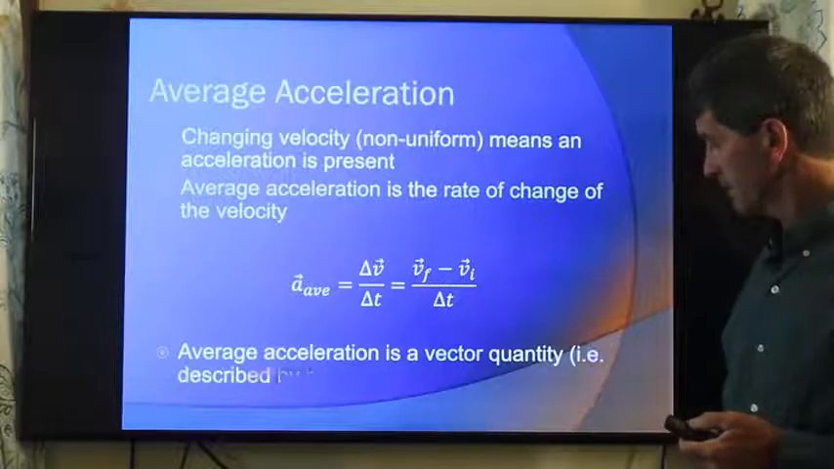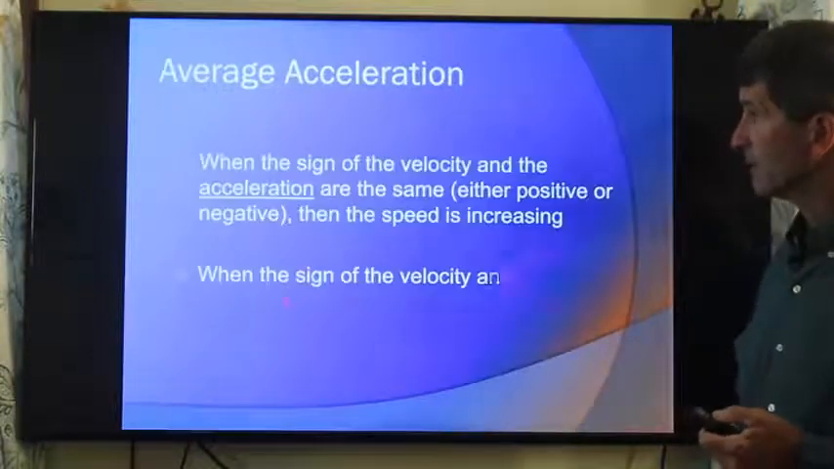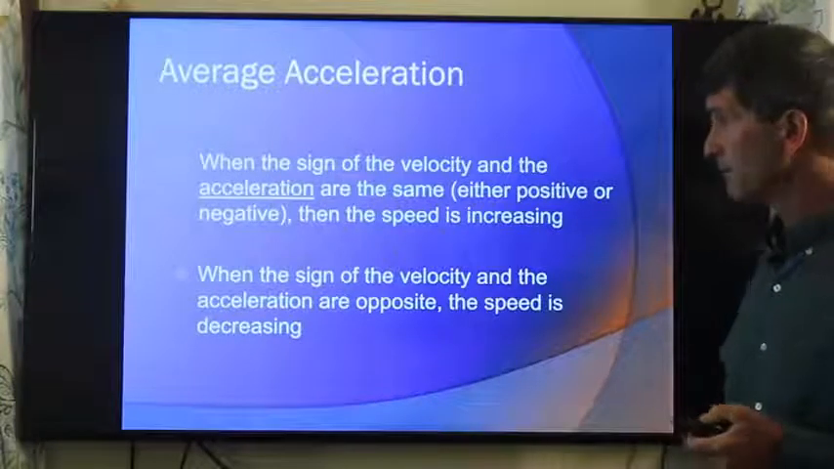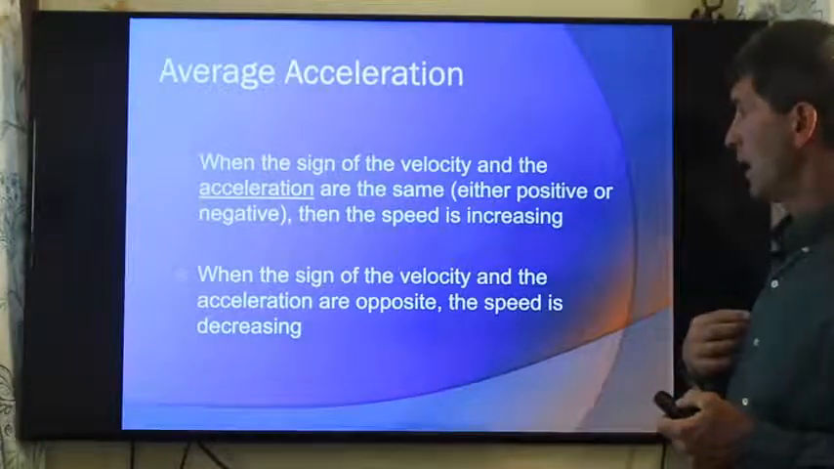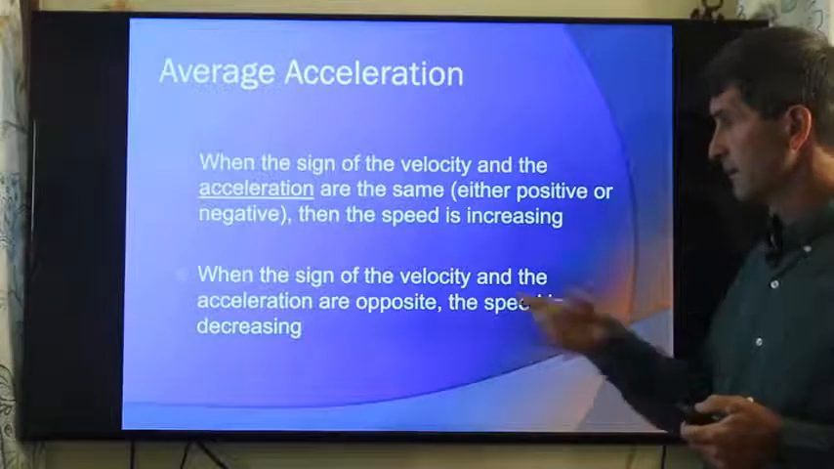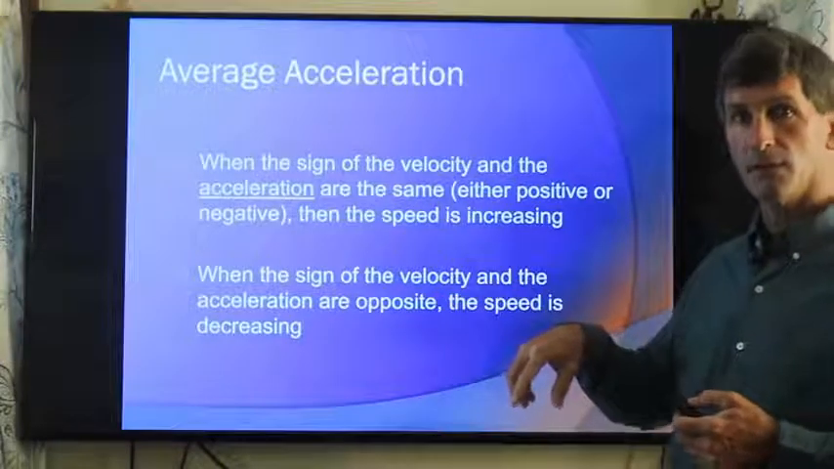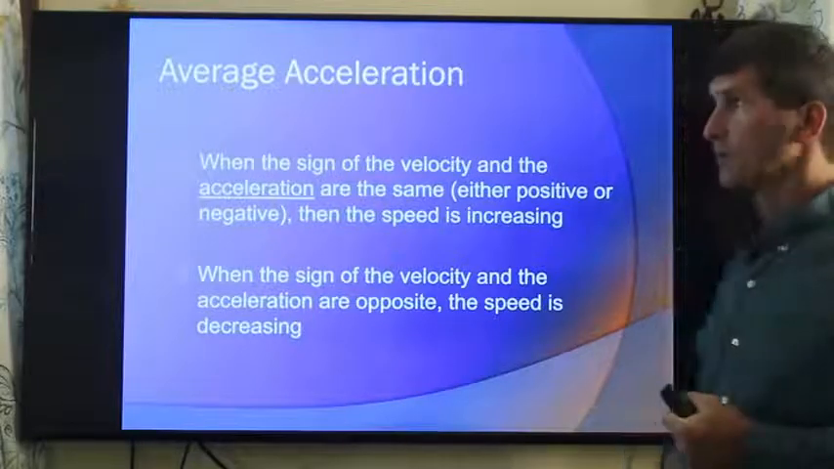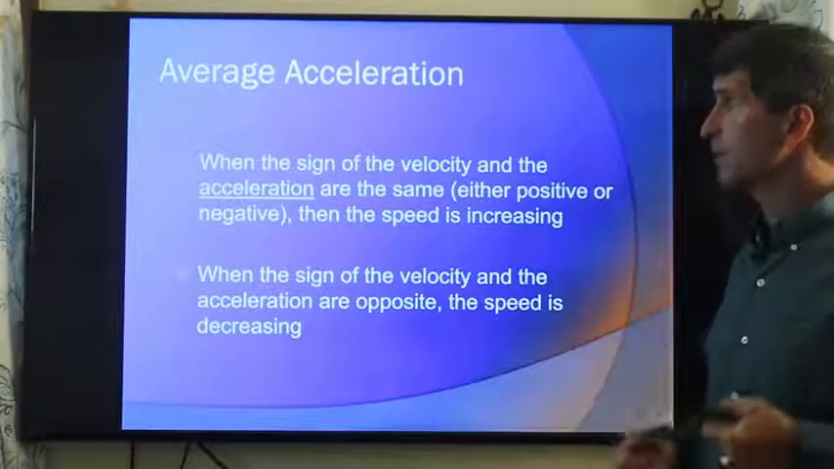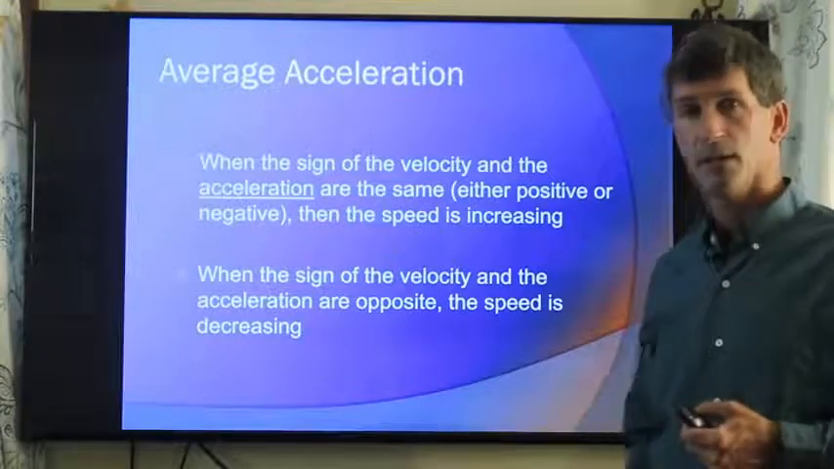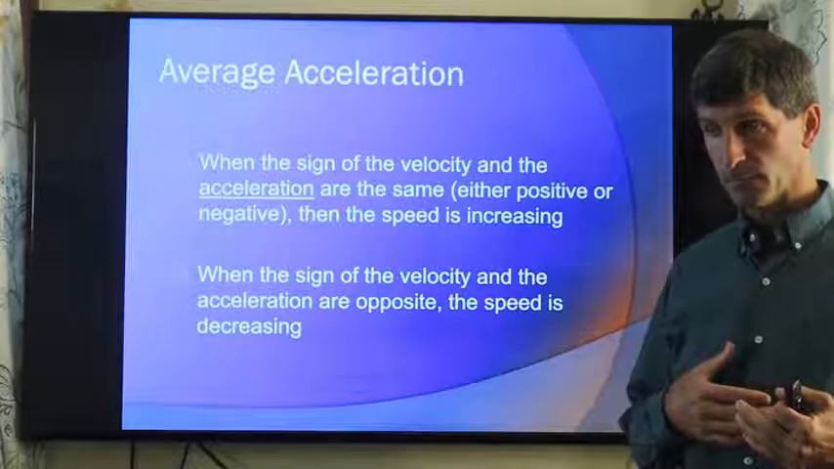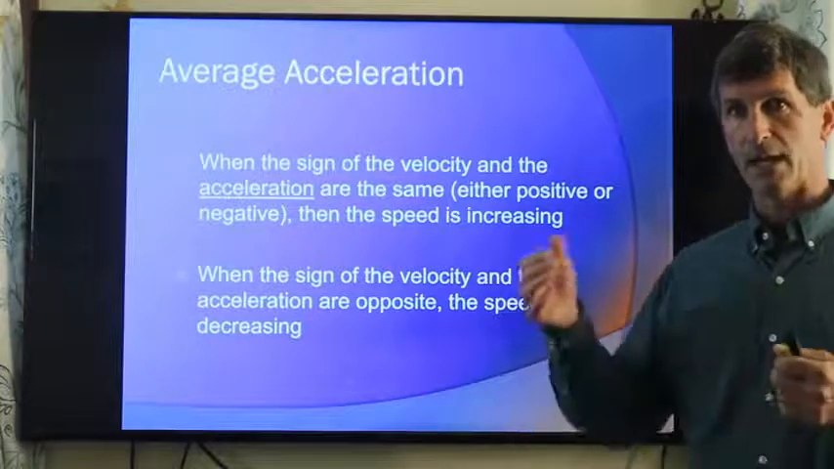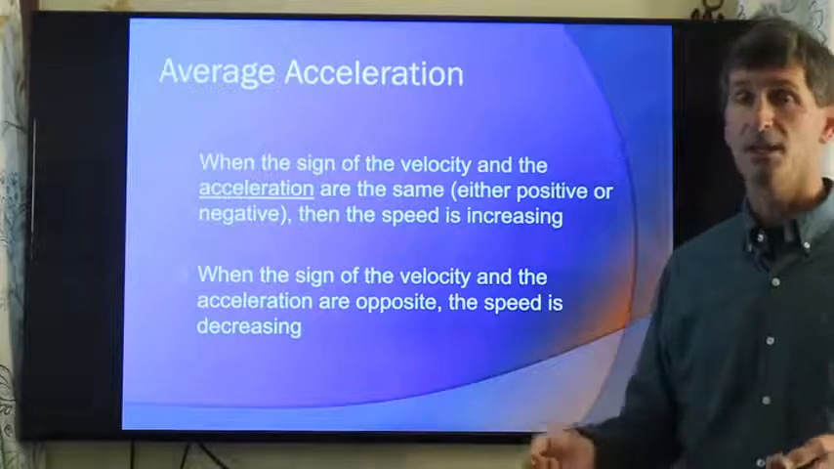Let's get through some of this. Again, it's a vector quantity. We talked about this. When the sign of the velocity and the acceleration are the same, the object is speeding up. When the signs are different, velocity is positive and acceleration is negative, or velocity is negative and acceleration is positive, the speed is decreasing. So again, it's important to get used to the idea that acceleration and velocity are disconnected, in that the sign of one doesn't determine the sign of the other. Acceleration doesn't ask what your velocity is, it asks how it's changing.